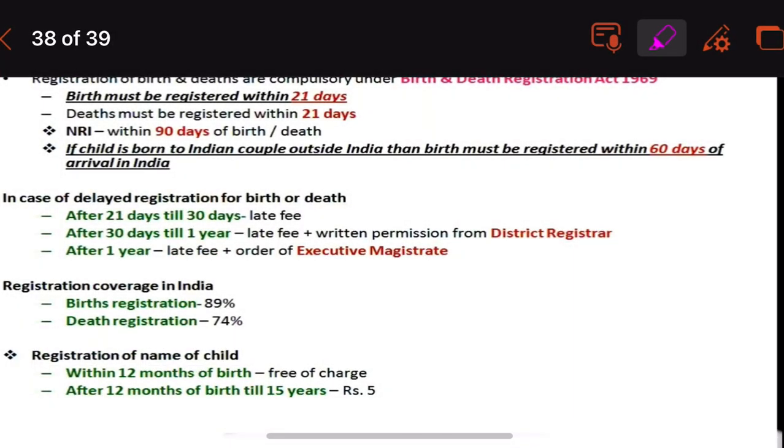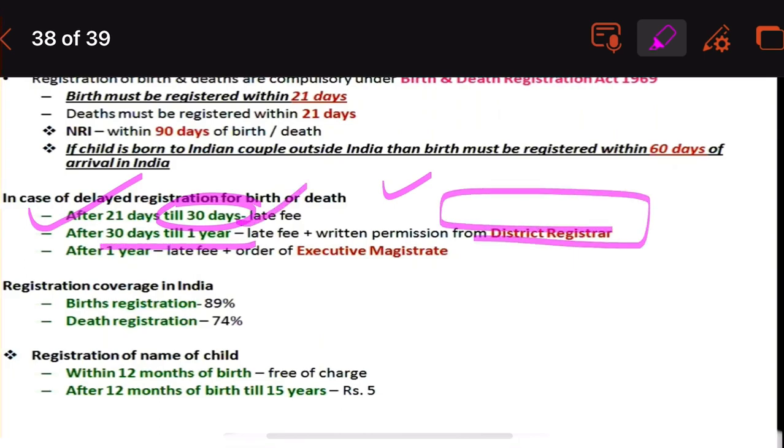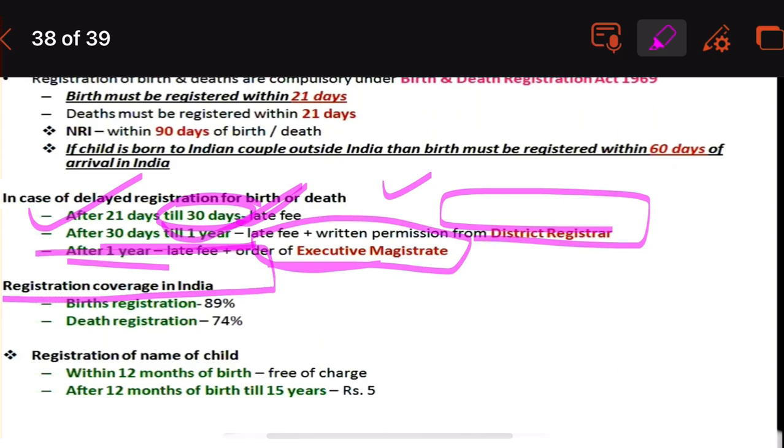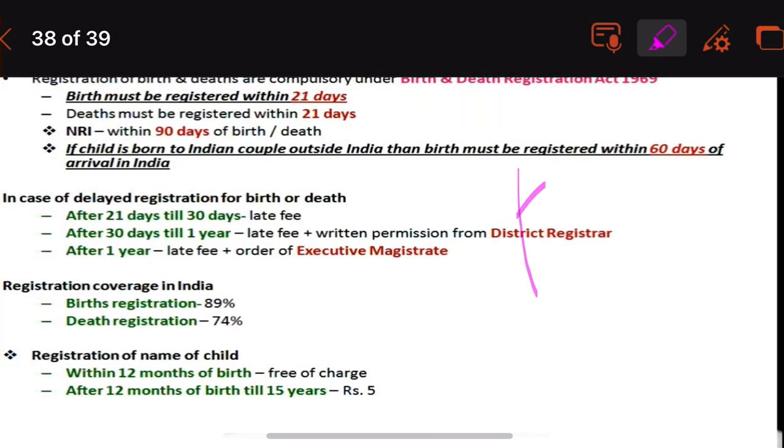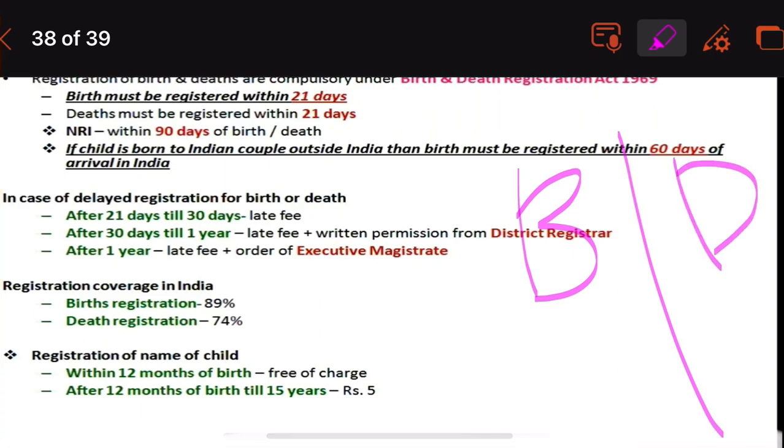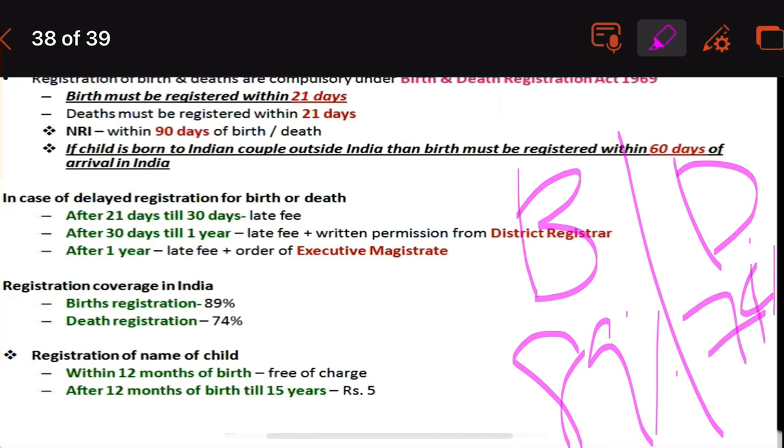I hope it's clear. If it is above 21 days to 30 days, only a late fee. If it is 30 days to 1 year, late fee plus permission from the district registrar. If above 1 year, late fee plus an order from the executive magistrate. Registration coverage in India: birth registration is done up to 89%, that is, 89% of births are registered. Death registration is 74%.